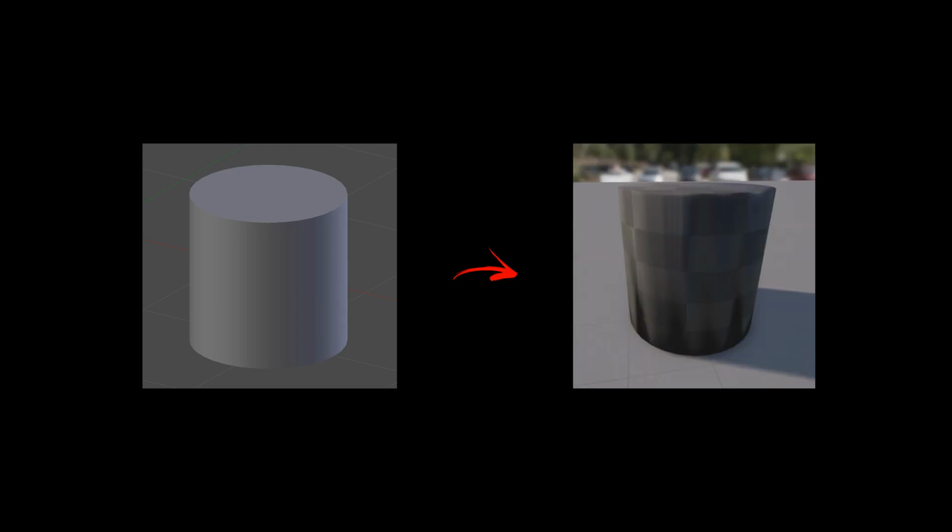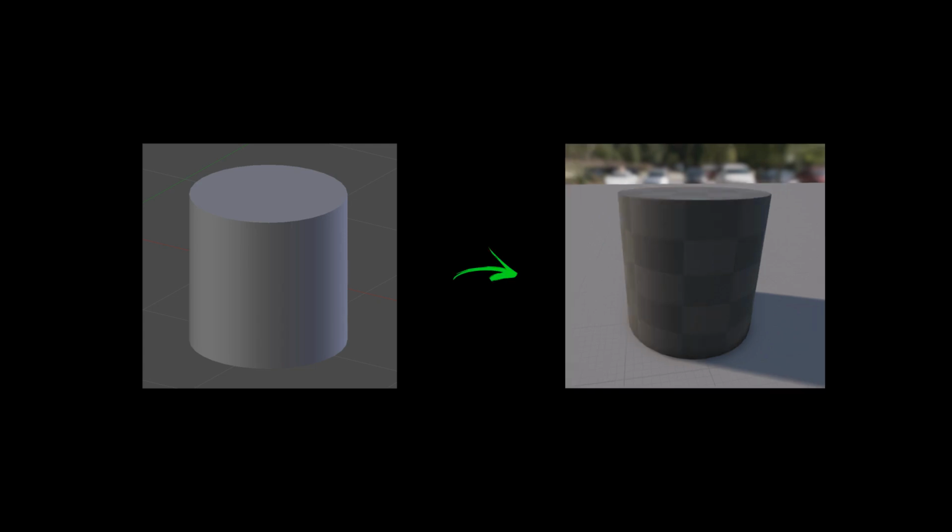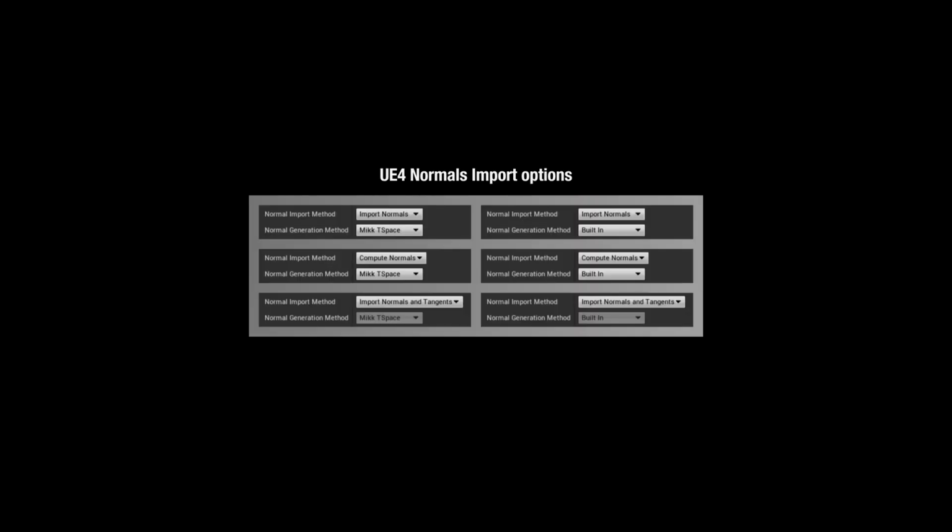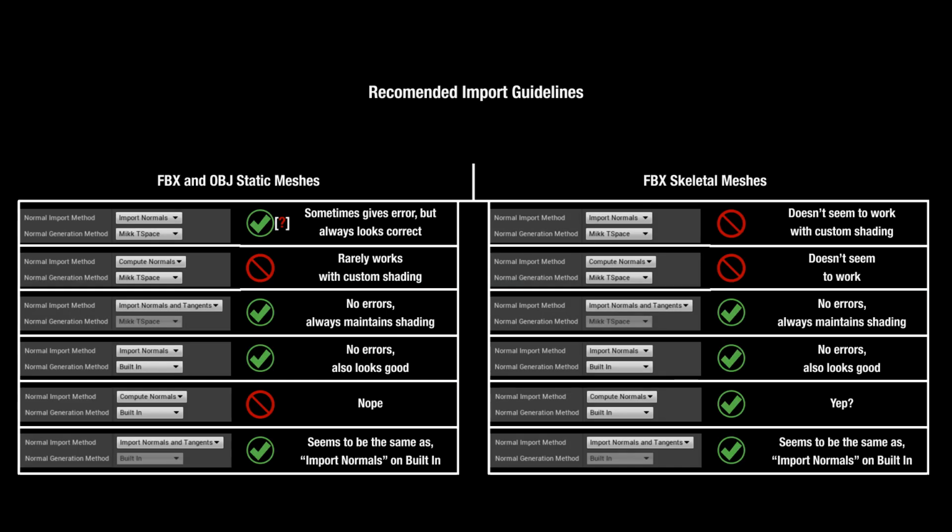Now shading. So if you have an object like this in Blender, but it just comes out like this a lot of times in Unreal, I think I have a good guideline to get it like this, using these UE4 normal import options. So here I have my guidelines for FBX and OBJ static meshes, and then FBX skeletal meshes. For static meshes, I found that the import normals and tangents on MikkTSpace has been fine, and on FBX skeletals, the import normals and tangents has also been fine.